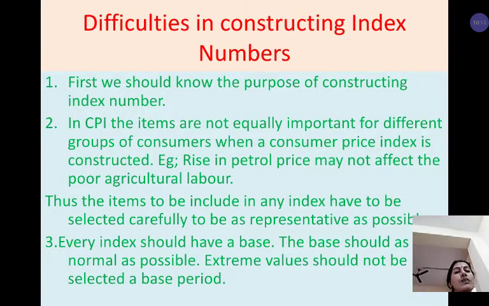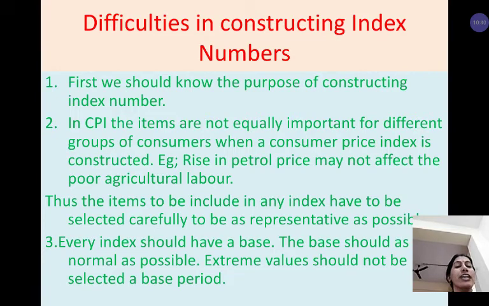So here they are saying the CPI items are not equally important for different groups of consumers. Obviously, price changes may not affect the rich income group equally to the poor income group. My monthly income itself cannot be equal to that of software people earning 1 lakh or 2 lakh. So we can't construct a general consumer price index. This is the drawback in constructing the index number.